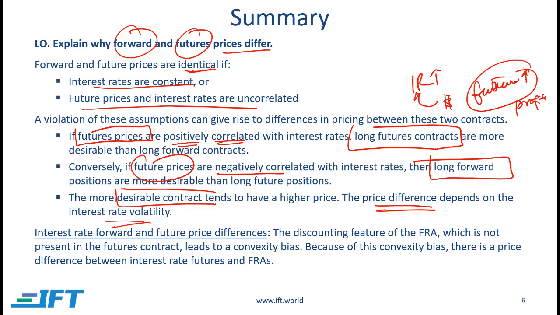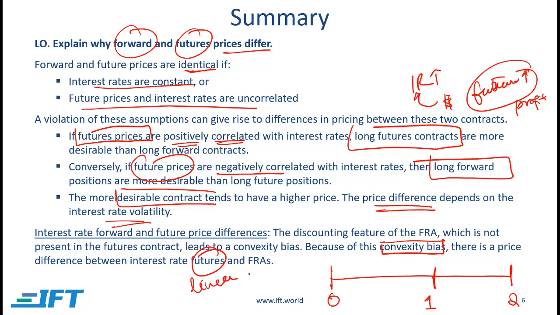And interest rates do impact the price differences in the way that FRA is based on a discounting feature, where if you are starting a loan after 1 year and it is going to run for another 1 year, then the settlement will be done at the end of the second year and you actually discount it back to today. Therefore, because of this discounting feature, you have a convexity bias in your FRAs, which is not there in your futures, which have a completely linear relationship. But for the FRA, this discounting feature actually creates a convexity bias.